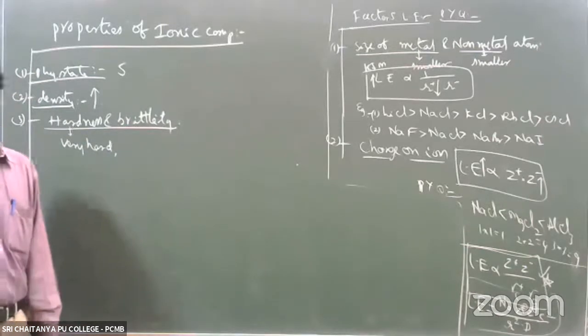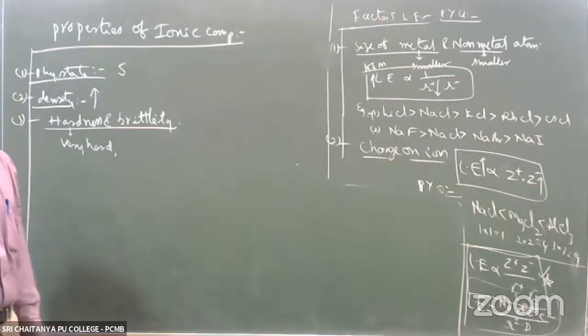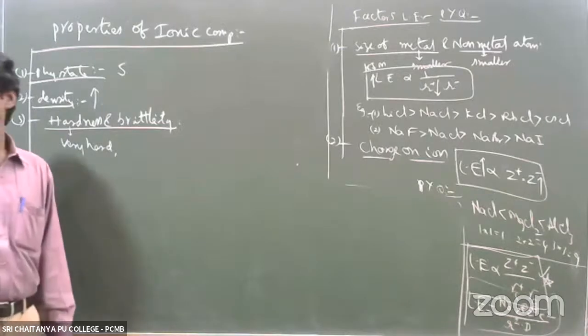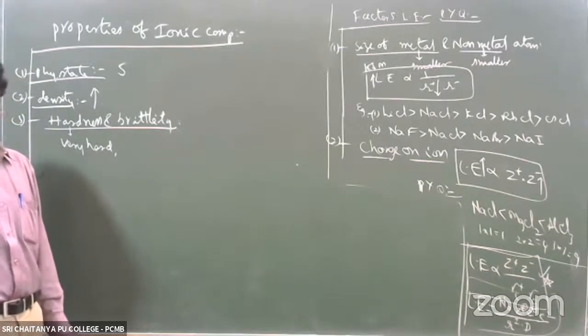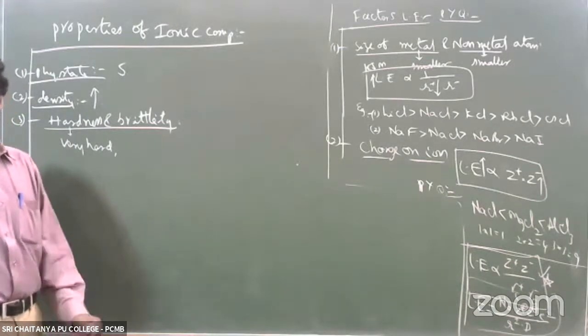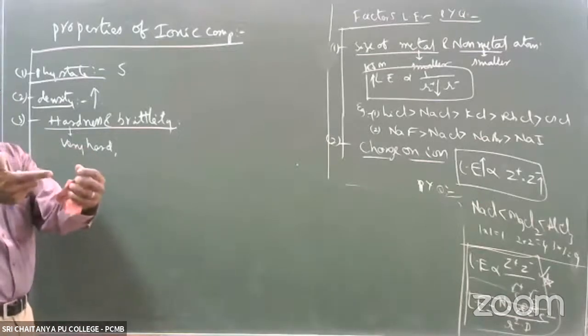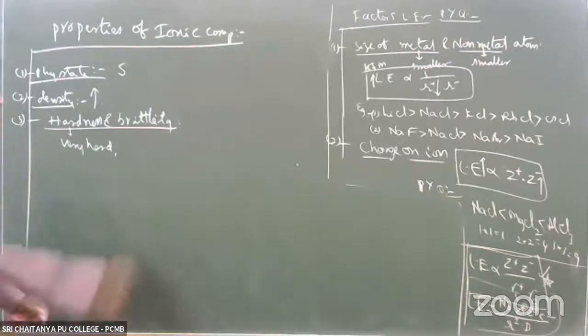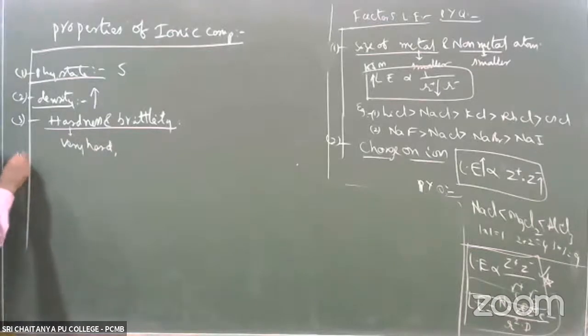Take a simple example: rock salt, that is NaCl. Not salt powder, but rock salt, where crystals are there. You just take it and you can break it, right? That is the brittle nature. Brittleness, right? Next one.